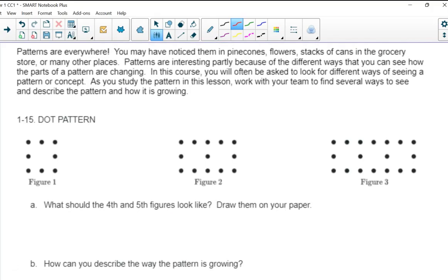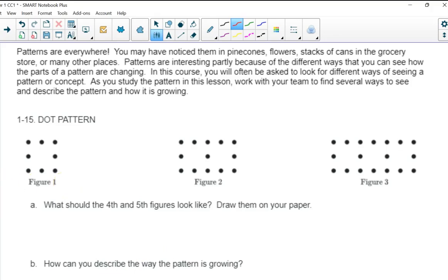So on the back, it says, patterns are everywhere. You may have noticed them in pine cones, flowers, stacks of cans in the grocery store, or many other places. Patterns are interesting partly because of the different ways that you can see how the parts of the pattern are changing. In this course, you will often be asked to look for different ways of seeing a pattern or a concept. As you study the pattern in this lesson, work with your team to find several ways to see and describe the pattern and how it's growing.